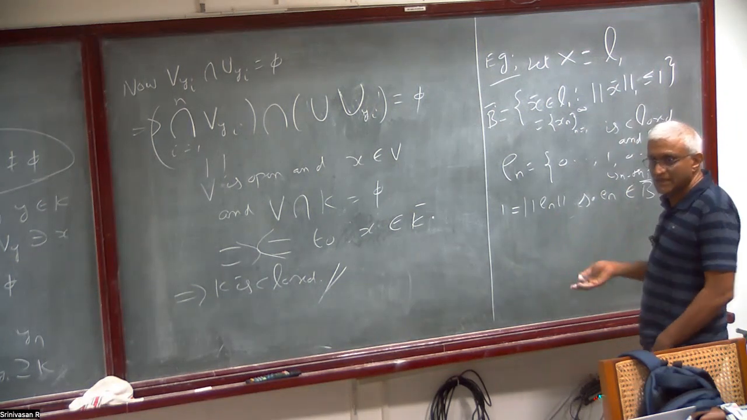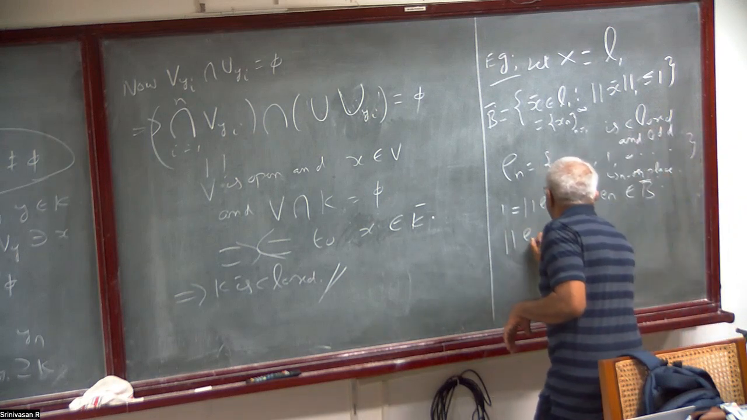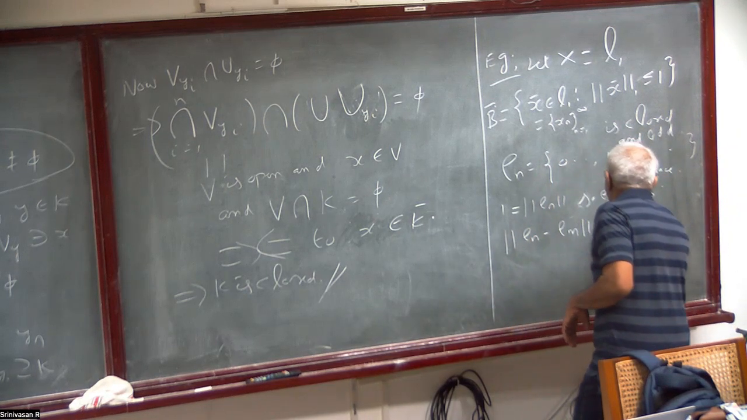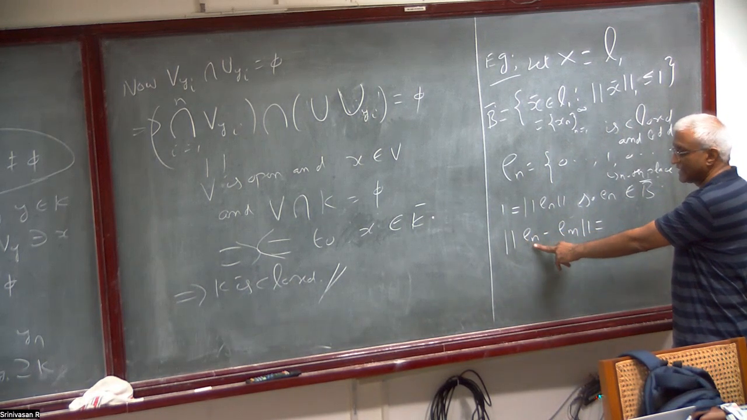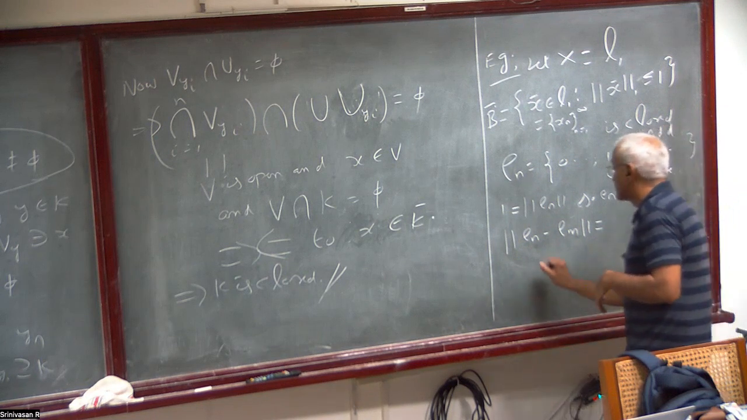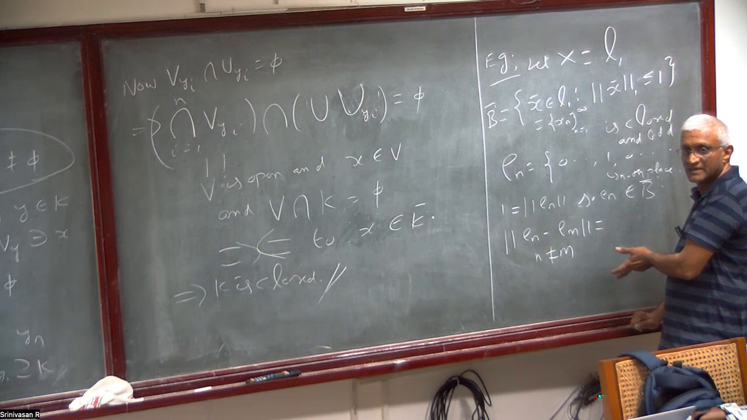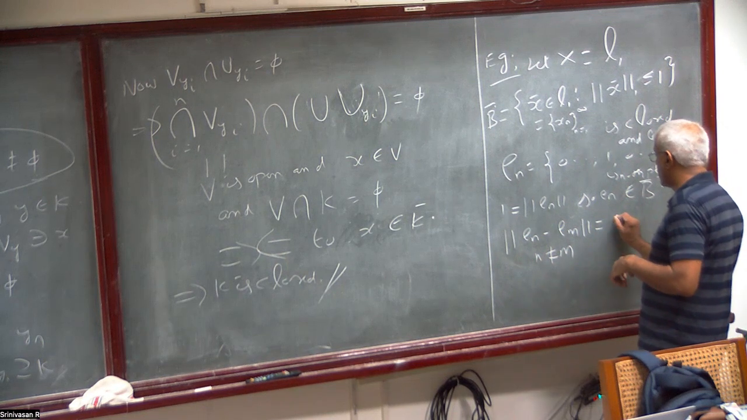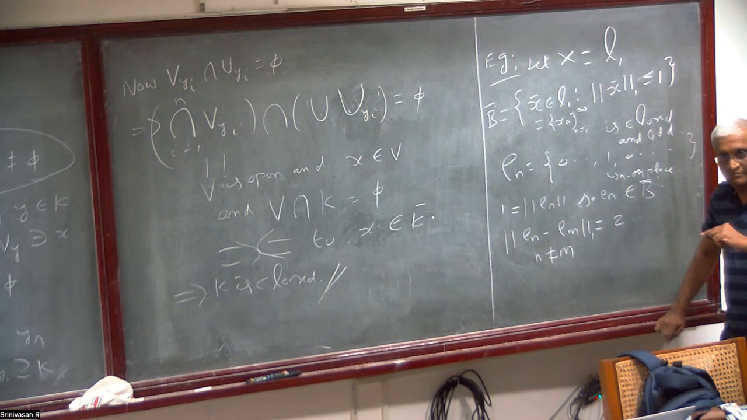But I want to prove that this does not have a subsequence which converges, because the norm of En minus Em will be 0 everywhere except at the nth place. So when n is not equal to m, this will differ in the nth place and the mth place. So there you will sum 1 and 1, so it will be 2. Okay, clear?